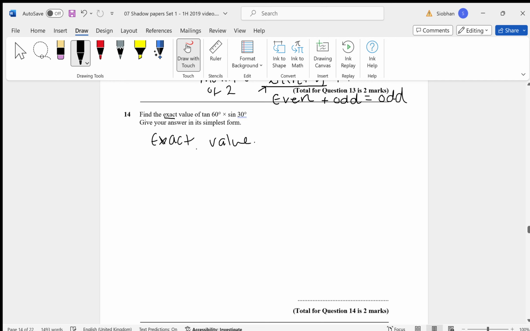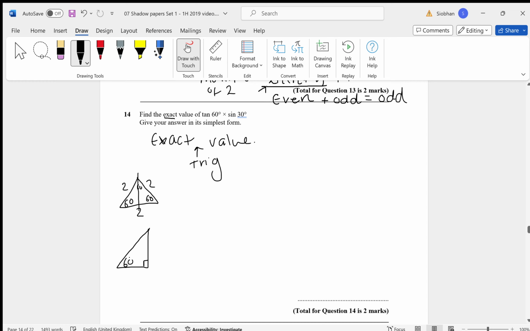So exact trig values, if you put that into Maths Watch in the search bar, they've got a really nice way of learning them off by heart. Now there's another way that I tend to learn them off by heart, and that is using an equilateral triangle where all the sides are 2, and because it's an equilateral triangle, all the angles are 60. And then the method tells us to find half of that by splitting it down the middle.